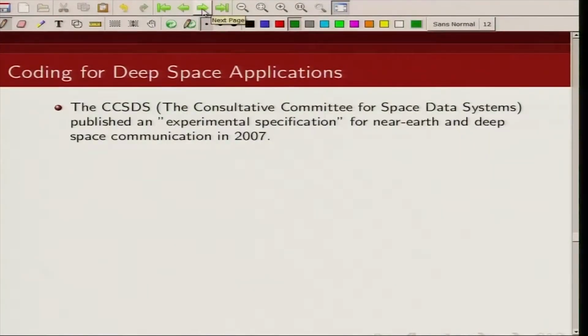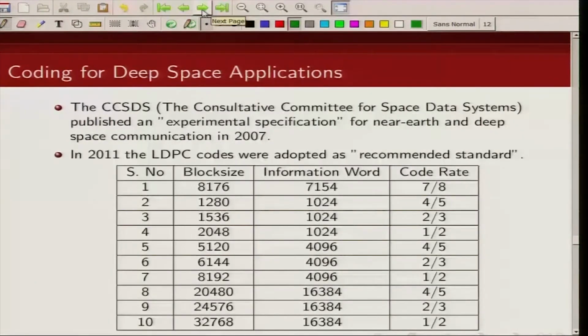What about deep space exploration? Now, NASA again has specified a recommended standard. So, these codes that you see here have been prescribed for deep space communication, and this is for near earth communication. For deep space communication, it supports 3 different information block lengths: 1024, 4096 and 16,384. So, these 3 different information block lengths have been supported, and these are the various rates which have been supported. Correspondingly, these are the block sizes that you will get.